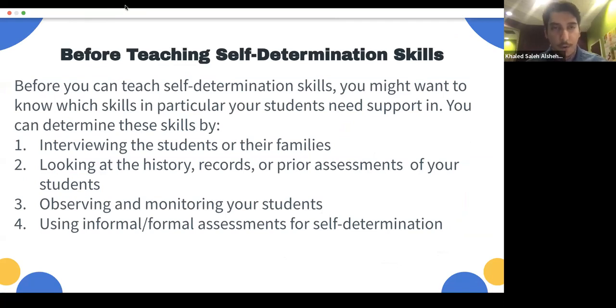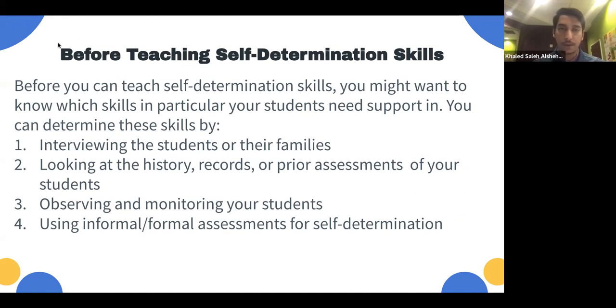Okay. Before teaching self-determination skills, one of the most significant challenges facing the teacher is that the teacher is aware of the importance of self-determination, but the problem is how we teach students with disability, how we empower them to learn these skills. I will give some ideas: before teaching self-determination skills, we should interview the student and their family.